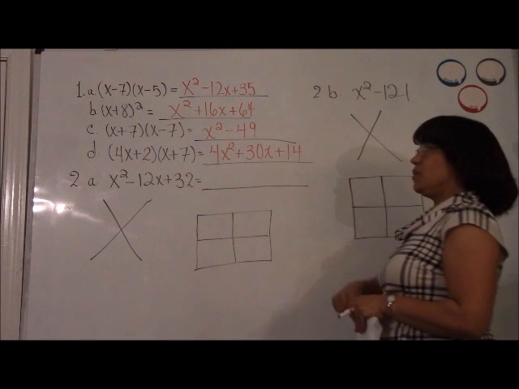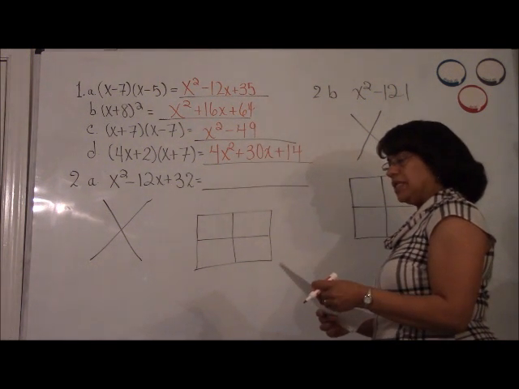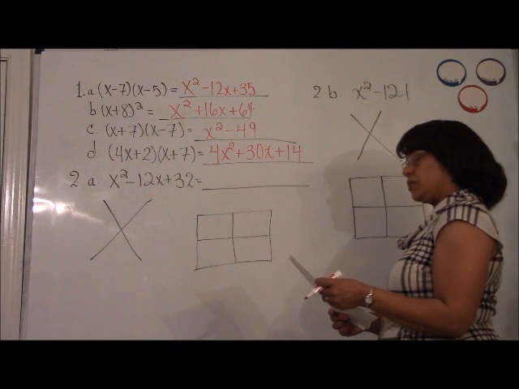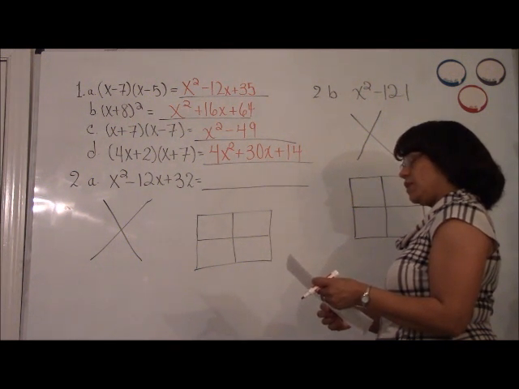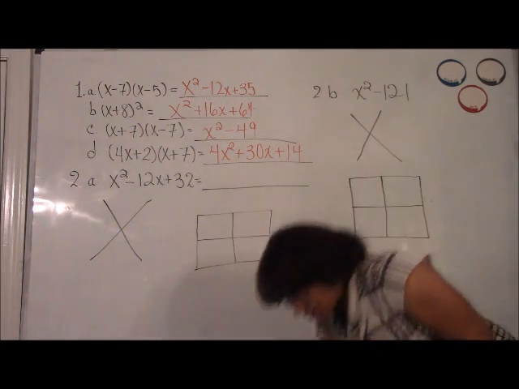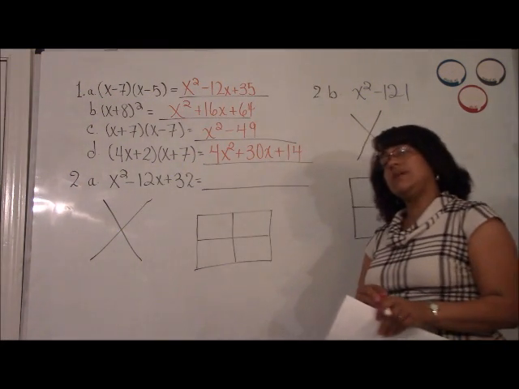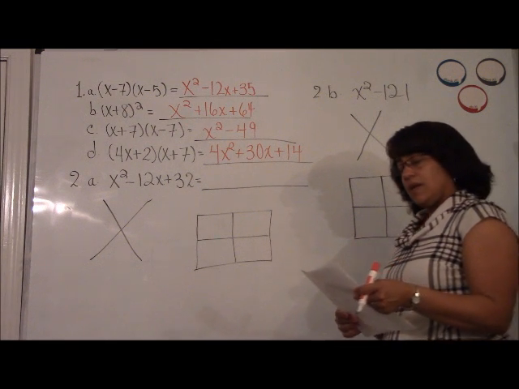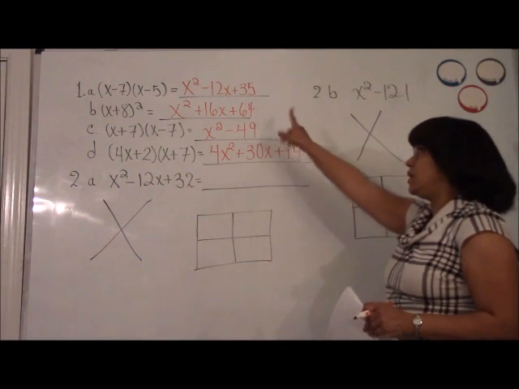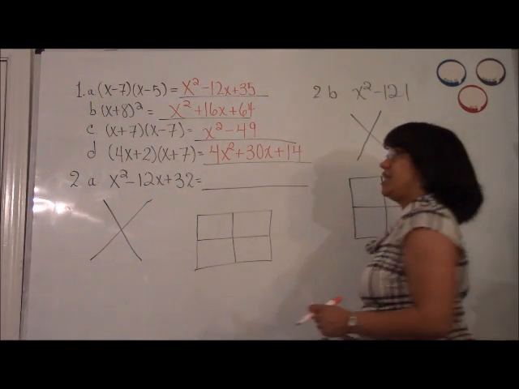Now this is multiplying. For number one, it says write each product in equivalent ax squared plus bx plus c form. So really, they just want you to put it together. And then in number two, it's asking you to factor the polynomials. So now you're taking it apart. Up here, you put it together, and now you're going to take it apart.